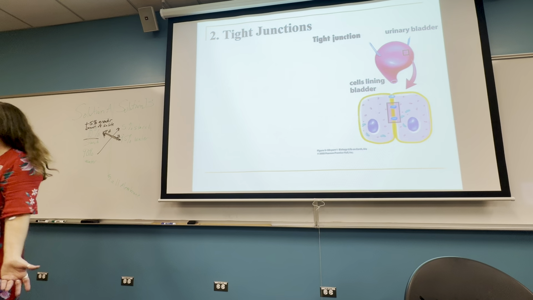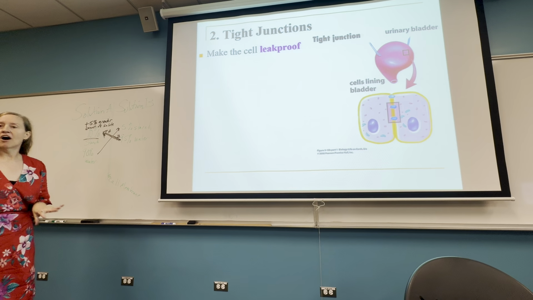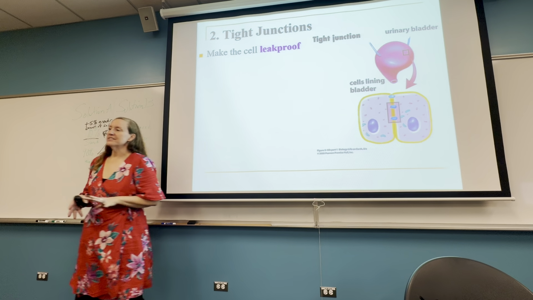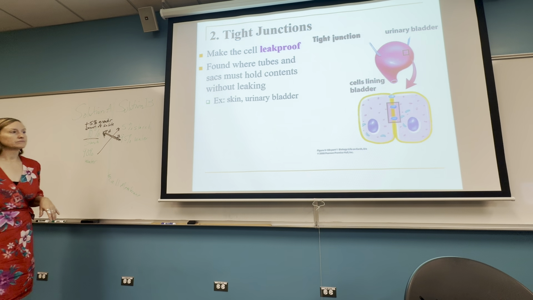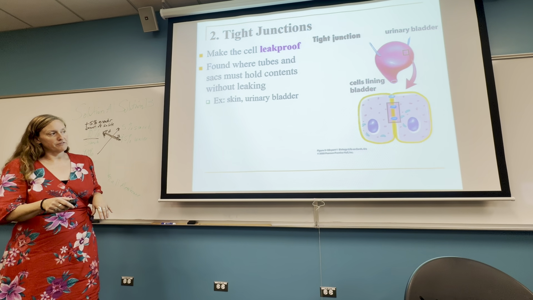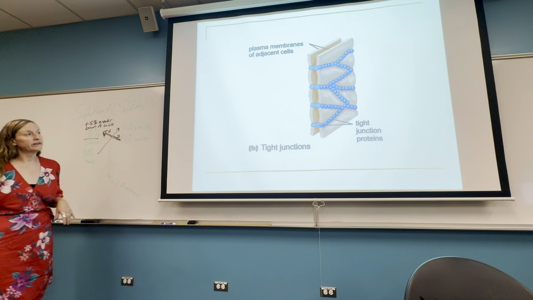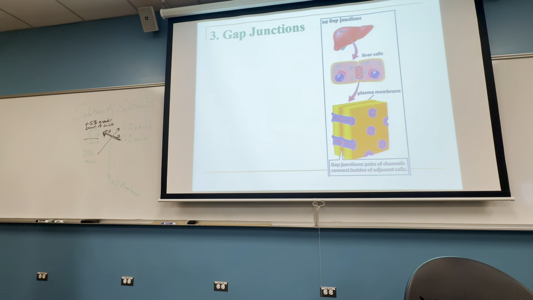Tight junctions, very similar. They're going to make cell membranes leak-proof. You will often see that where you have desmosomes, you will also have tight junctions. It's another insurance policy that your cell doesn't rip open. So it's another kind of essentially sewing between the cells. And you can see it from the side here, it looks like, again, quilting in the cells.